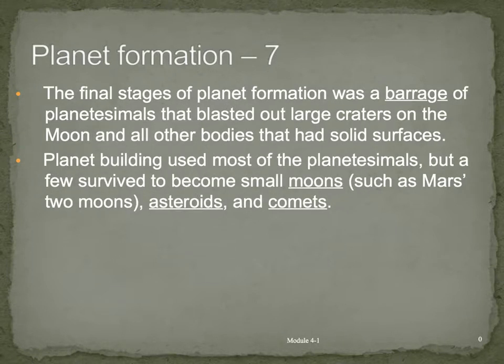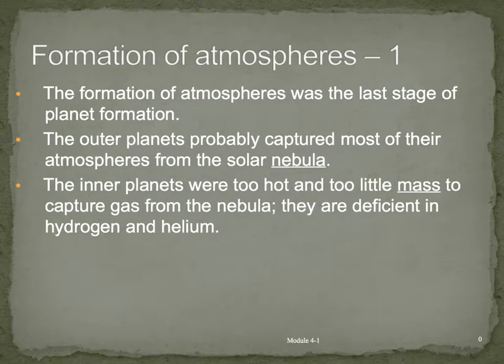The final stages of the planet formation was a barrage of planetesimals that blasted out large craters in bodies such as the Moon. The planet building used most of the planetesimals, but a few survived. They became the moons, asteroids, and comets. The last stage of the planet formation was the formation of the atmospheres.